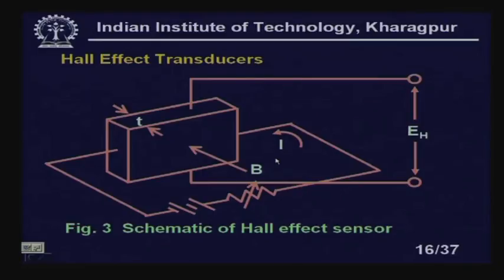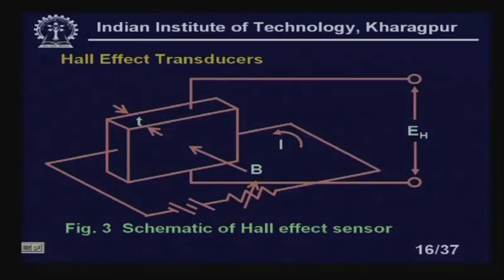Clear? Very clear. Look at this one, same thing. I am applying a magnetic field here. A current is flowing through this one, coming in and going out through this, right. So, if you take these two terminals, a voltage will be developed. That voltage is called the Hall voltage. Clear again, right. So, it should be sufficiently thin.